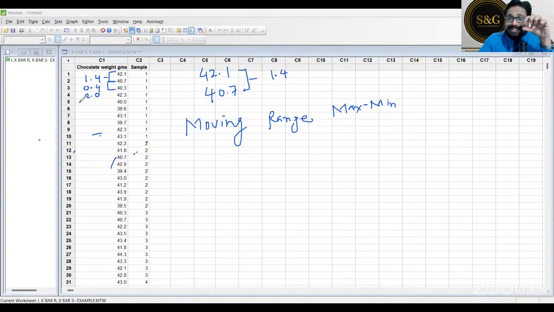Now just try to understand this. If the distance increases, if the moving range increases, that means there is a sudden shift in the process. Yes or no? From one point, the next point is, let's say, 4.0 grams ahead or less, that means there's a sudden shift. So the moving range immediately captures that shift and asks us to investigate. Now let's go back to the graph.